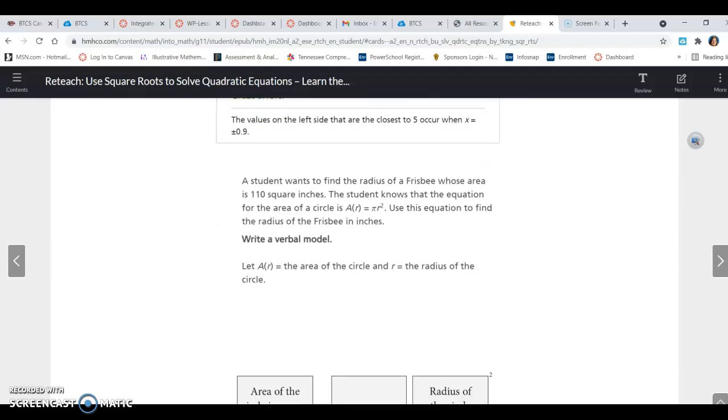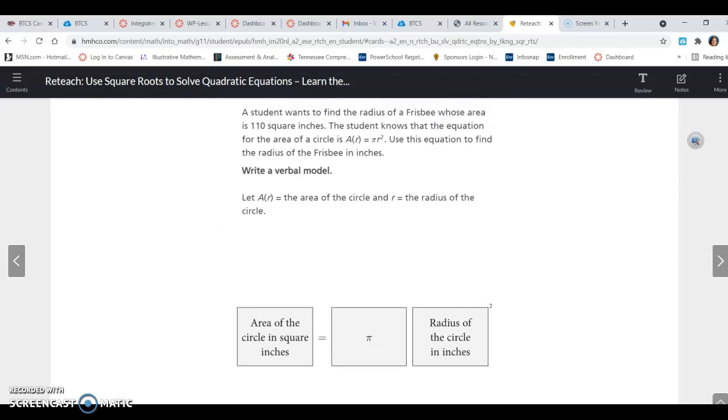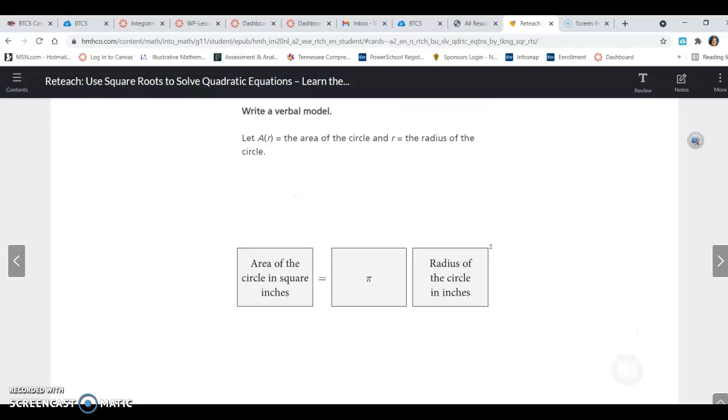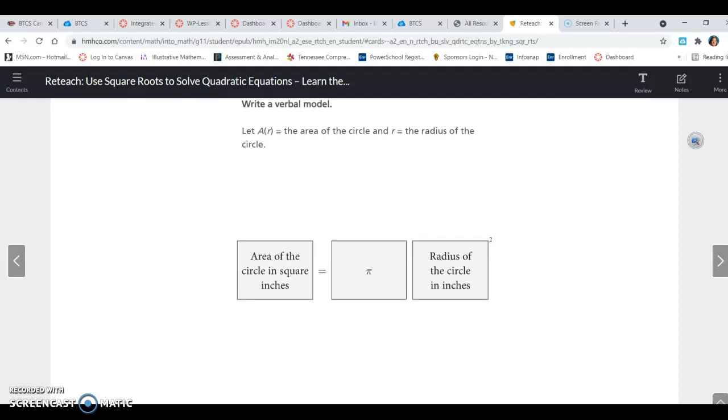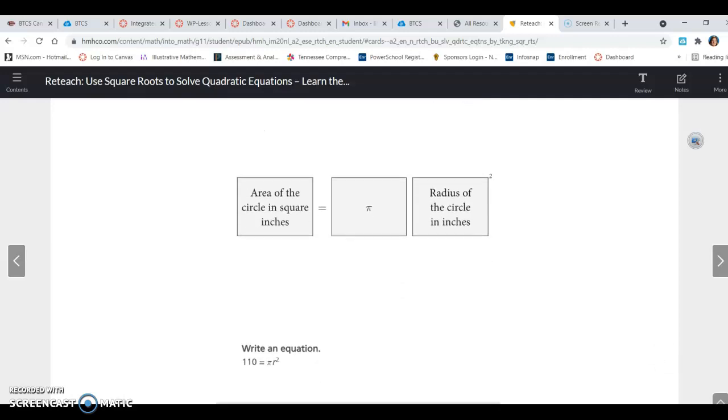All right. Now it says a student wants to find the radius of a frisbee whose area is 110 square inches. The student knows that the equation for the area of a circle is pi r squared. Use this equation to find the radius of the frisbee in inches. All right, write a verbal model. Let A equal the area of a circle and r equal the radius of the circle.